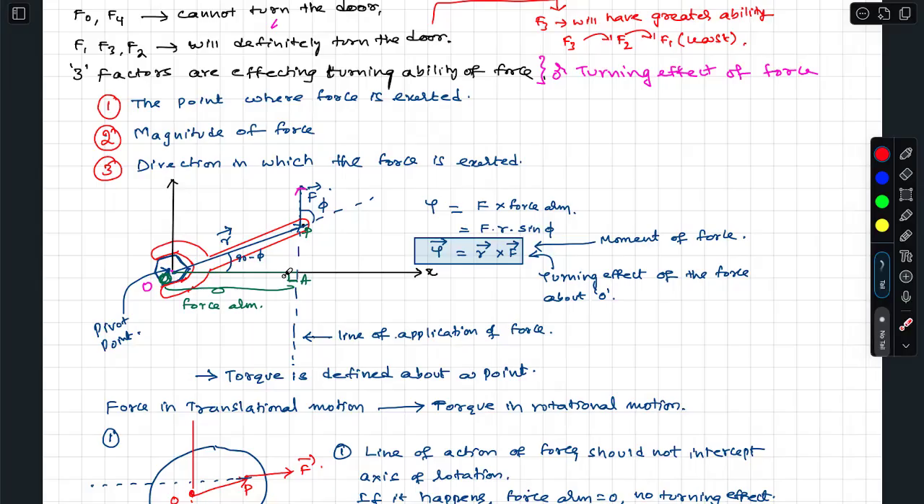I repeat, now the force arm is along OA. I set the four fingers of my right hand along OA and turn them along the direction of action of force. Now the thumb represents the direction of torque. In this case, the torque is towards me, which means outward from the board you are seeing. In this case, it is in the positive Z direction, provided this is X and this is Y.